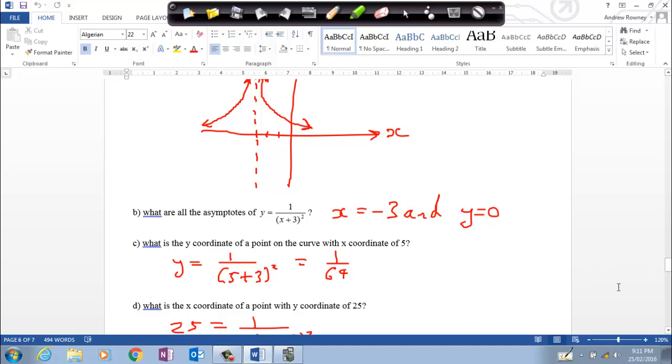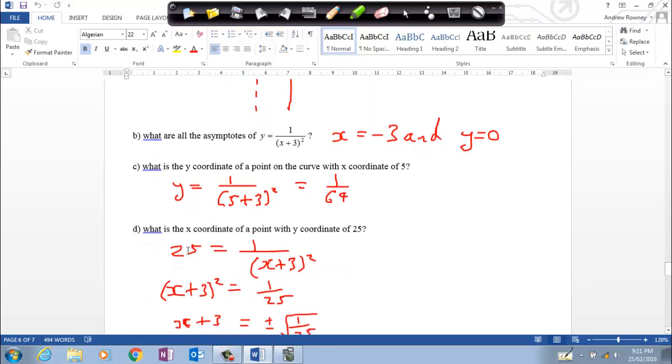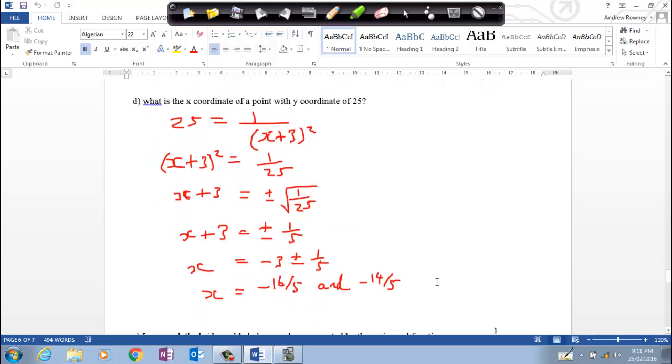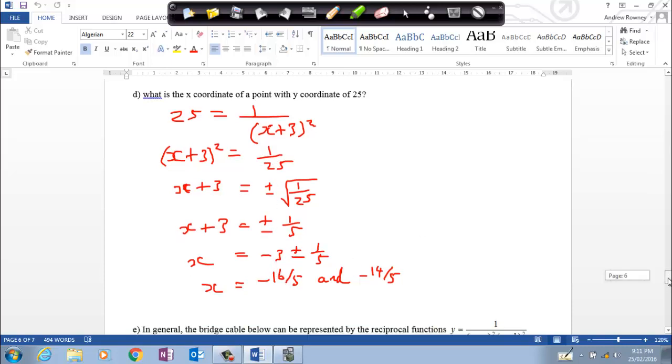What is the x-coordinate of the point with a y-coordinate of 25? That means you put 25 where y is, and you need to solve for x. You rearrange that and you'll end up with two answers, because when you square root, opposite squaring, you've got to put the plus and minus. And if you follow that through, you get those two answers there.